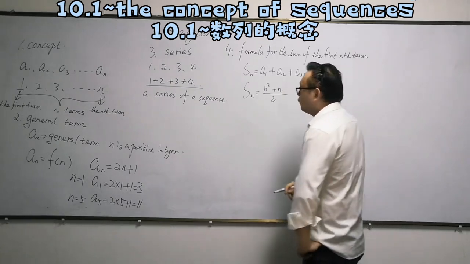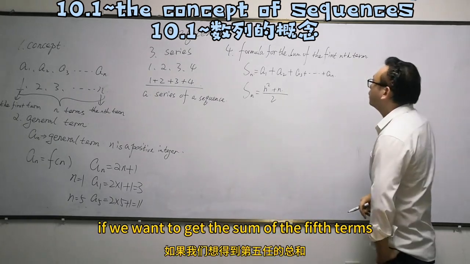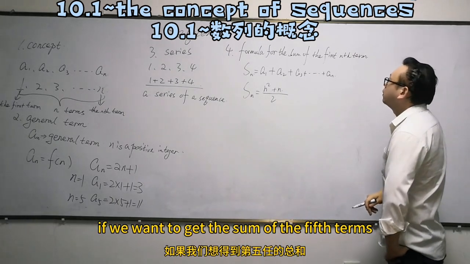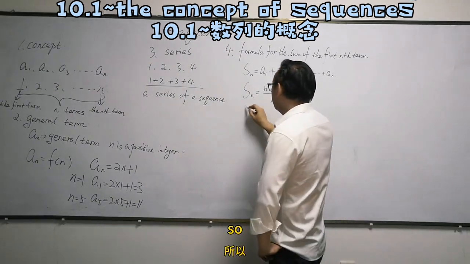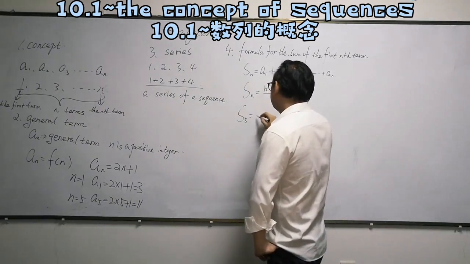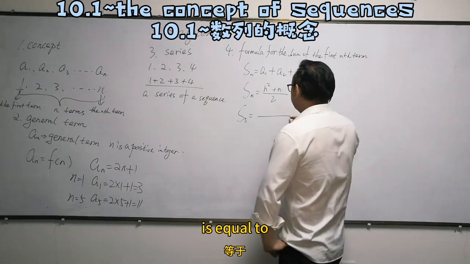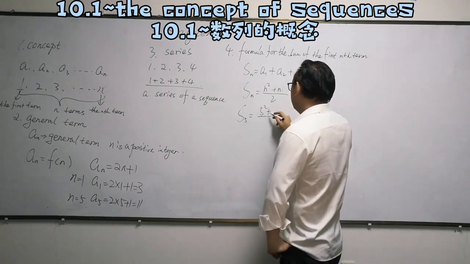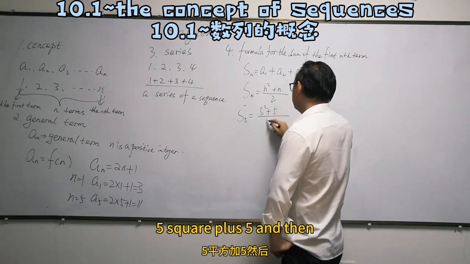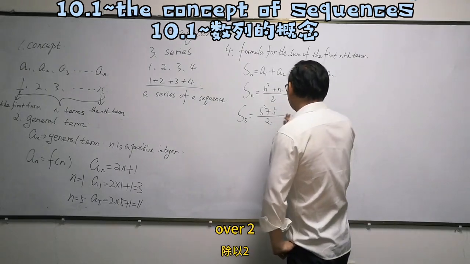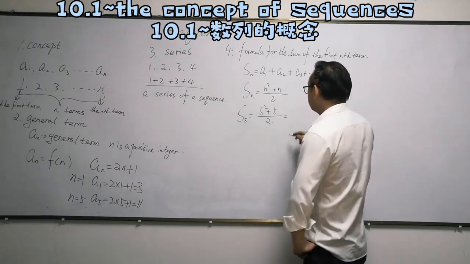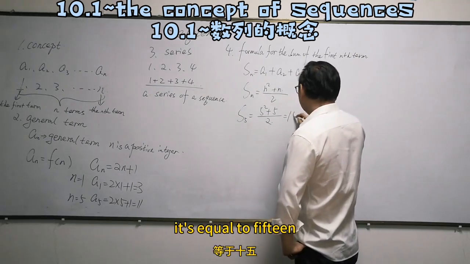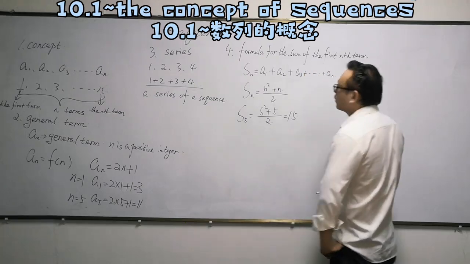So if we want to get the sum of the fifth terms, so S5 is equal to 5 squared plus 5 and then over 2, which is equal to 15.